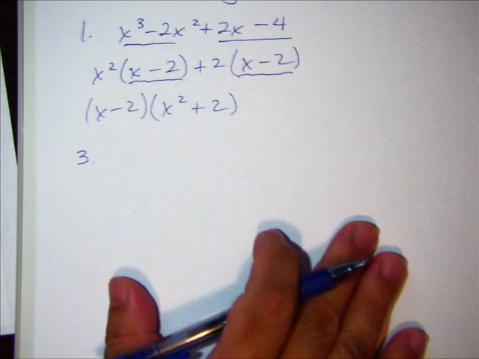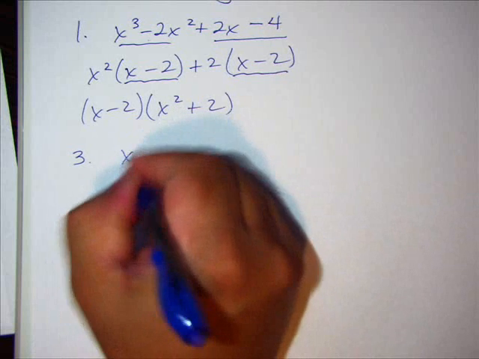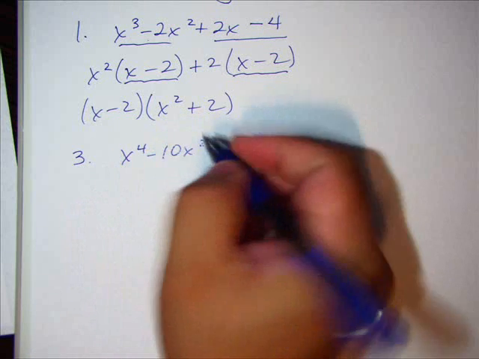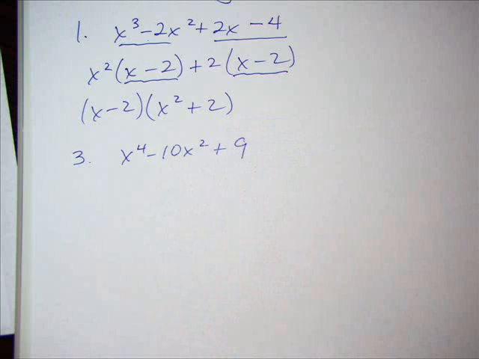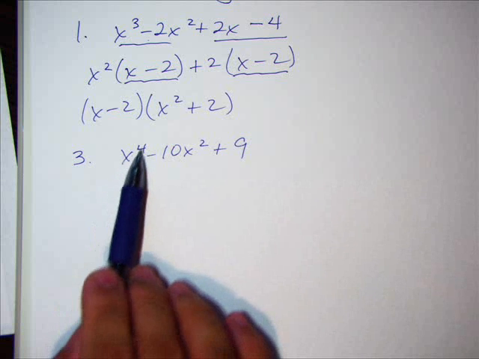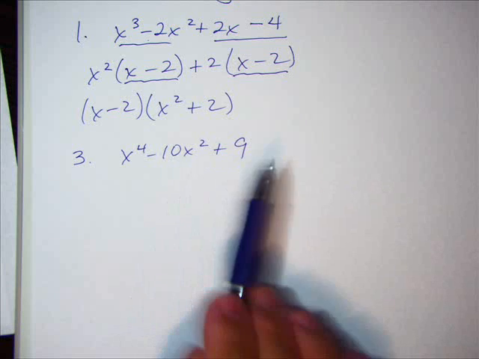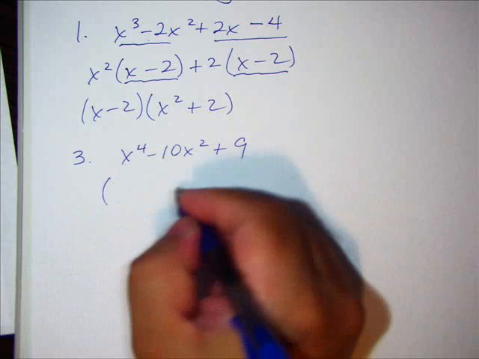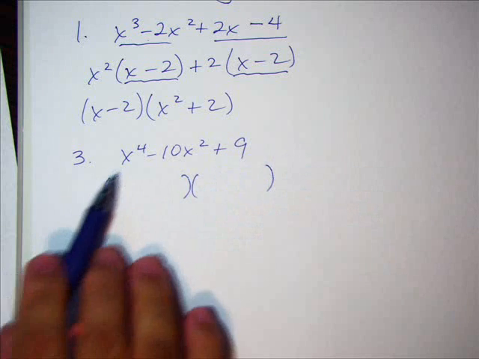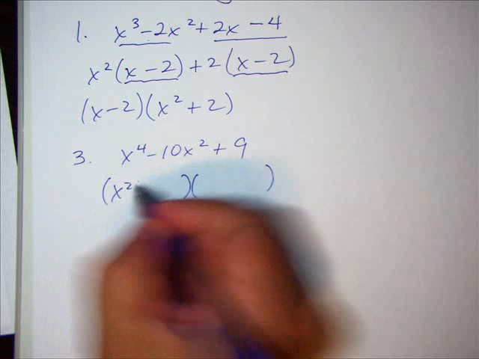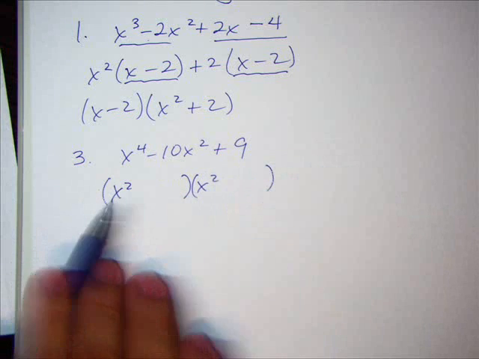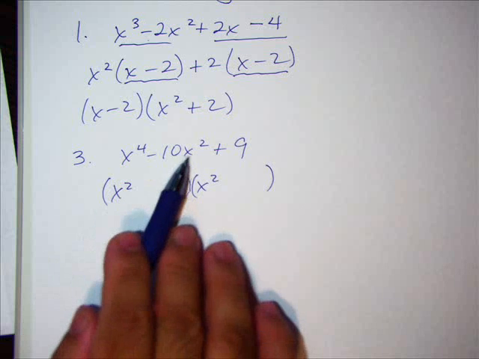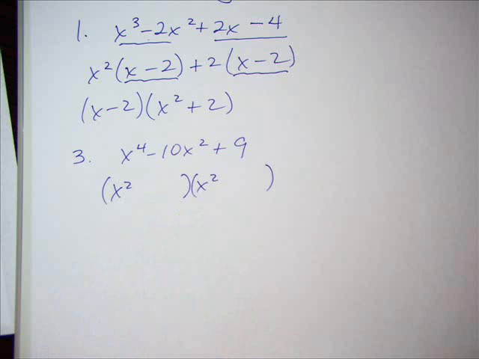Number 3. This is a classic trinomial. Note that the exponent here is twice the exponent here, and this one doesn't have x. So we're going to factor it like it's a quadratic. And when we come down, we're going to split up the exponent evenly, x squared, and that's where that middle term is going to come from, these x squares.